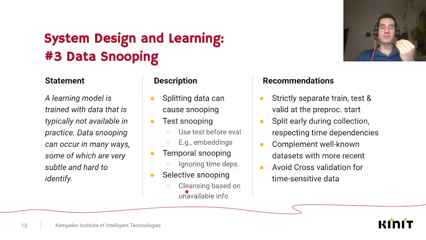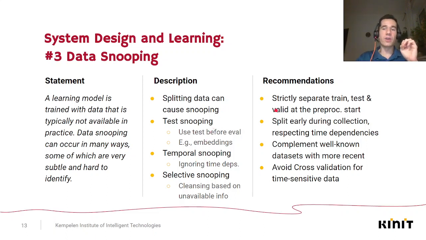And there is selective snooping, as I told you on the previous slide, when we cleanse the data based on information that is not available. So we shouldn't cleanse the test data of wrong samples, because this information shouldn't be available when we truly test our model. So what can we do about this?